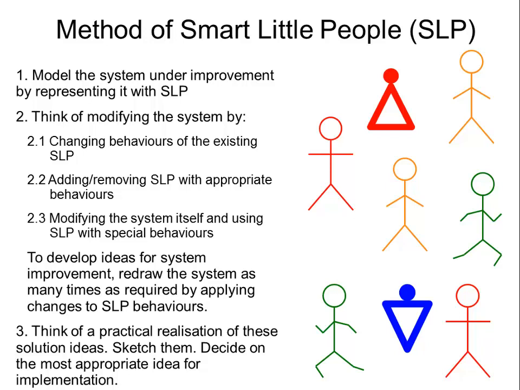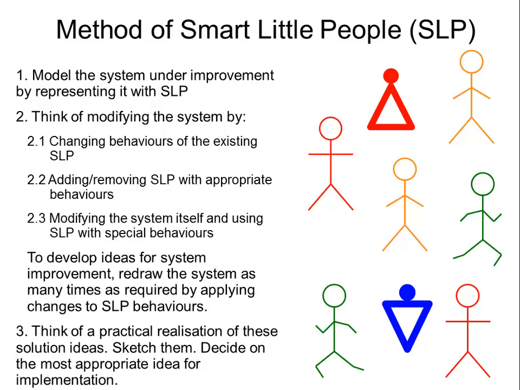Firstly, a user needs to represent a problematic situation with groups of smart little people that fulfill some of the system functions. Then, a practitioner needs to think of the ways to improve the problematic situation by adding new smart little people or by changing behaviors of the existing smart little people. And then, removing some of the existing smart little people as well as changing the existing system can also work.